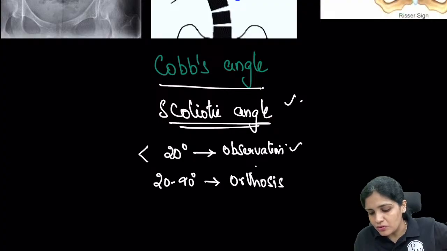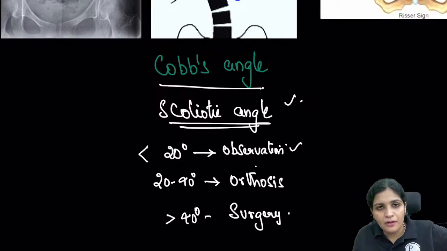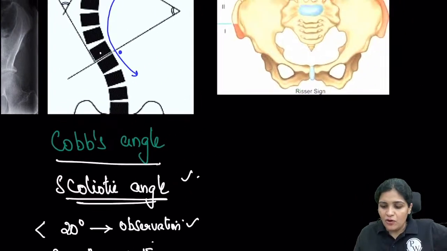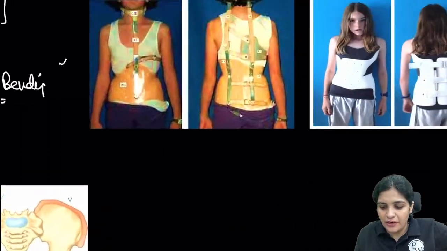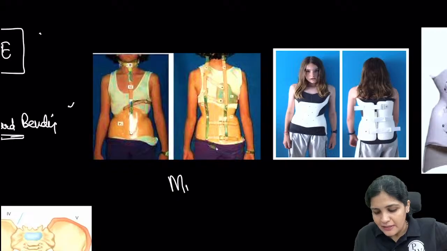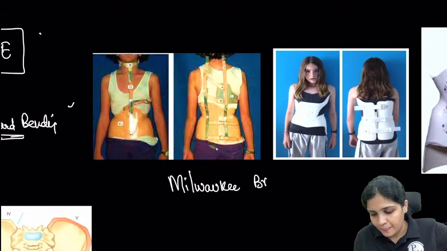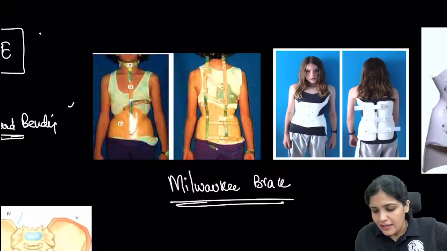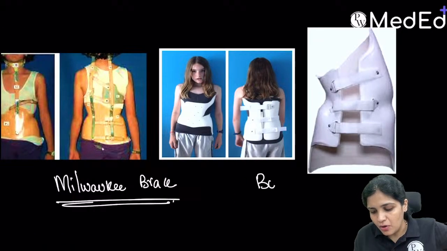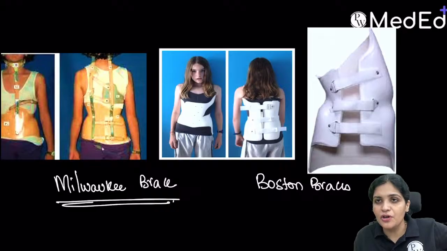So what is this orthosis? If it is more than 40, you go for surgery. Okay. So now what are the orthoses? There are two important orthoses you have to remember. That is your Milwaukee brace, and the second one is your Boston brace. These are the two important orthoses which we use for scoliosis.